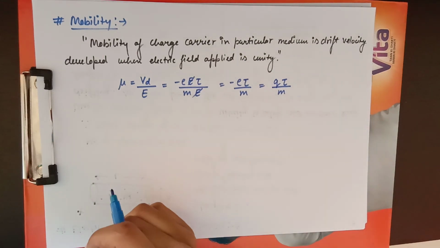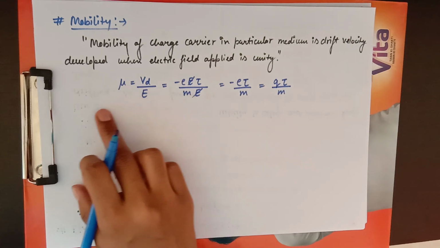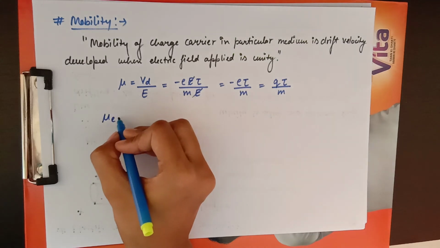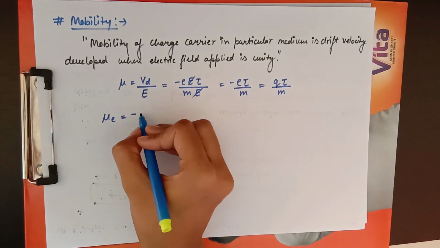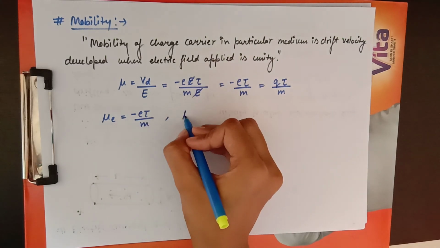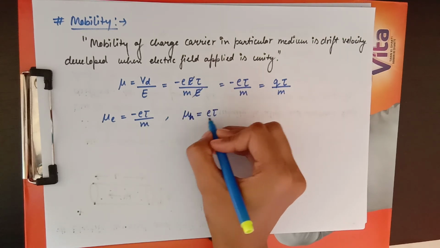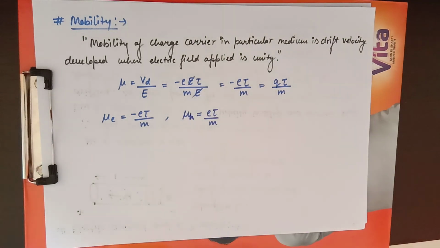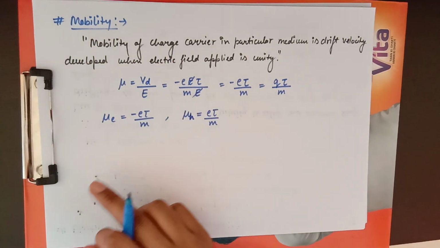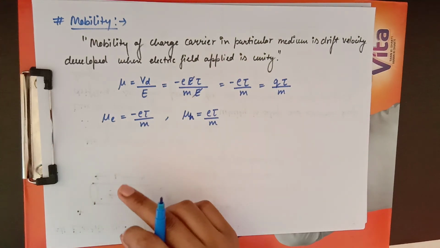From this formula it is easy to calculate the mobility of electrons and the mobility of holes in the case of a semiconductor. The mobility of electrons will be minus e tau divided by m, and the mobility of holes, mu h, will be e tau divided by m. You are instructed to calculate the unit and dimension of mobility.